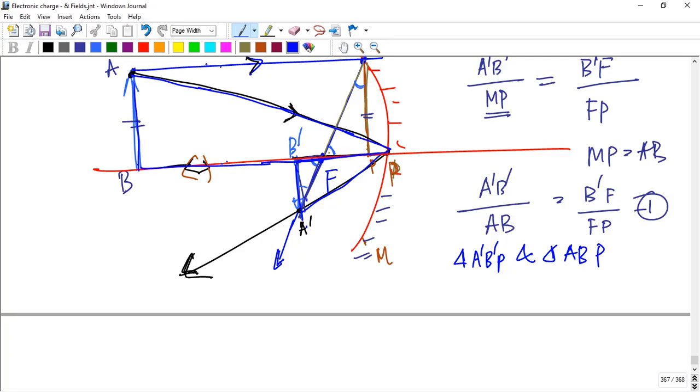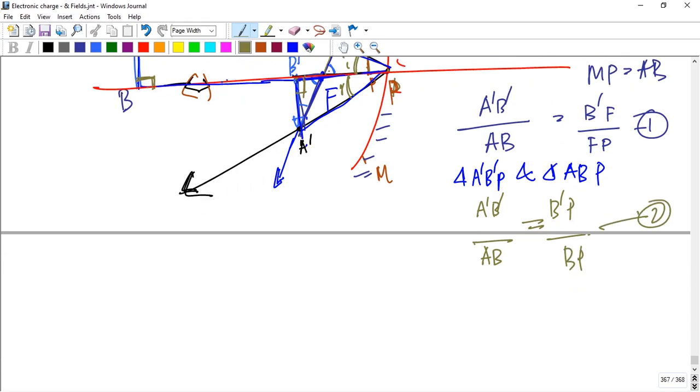So you see that these two angles are the same because the pole, that is the incident ray, and this angle is 90 degrees, this angle is also 90 degrees. So these two triangles are again similar. If these two triangles are similar, the ratio of the corresponding sides is the same. So similarly here, A dash B dash by AB is also equal to this length B dash P by BP. That's equation number 2.